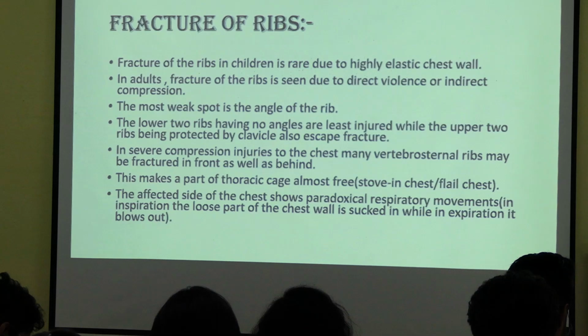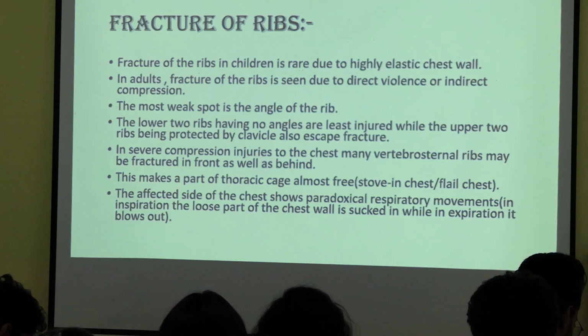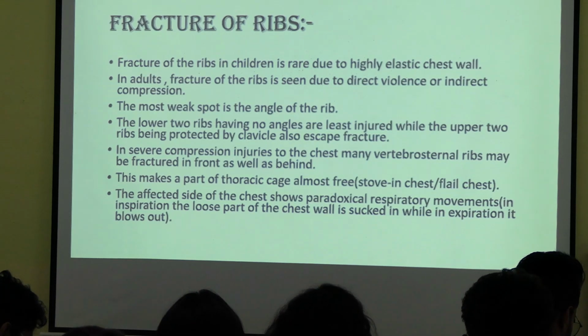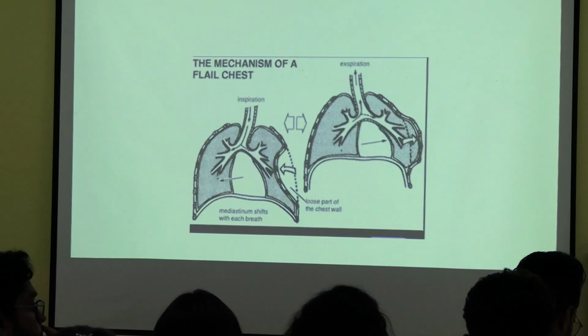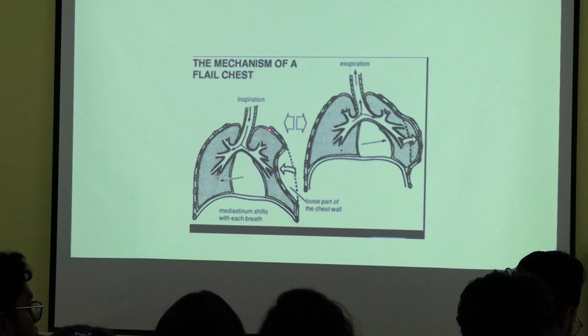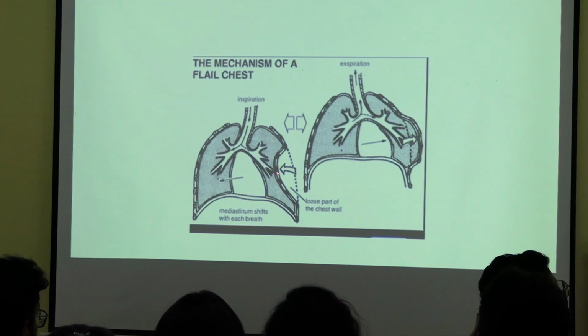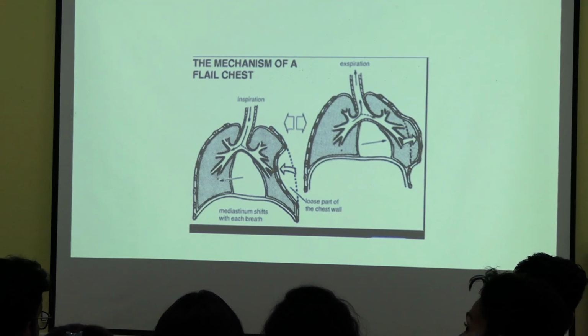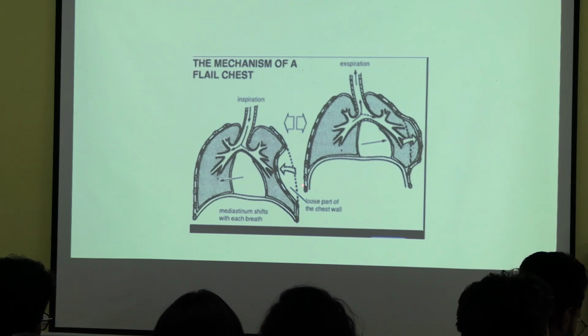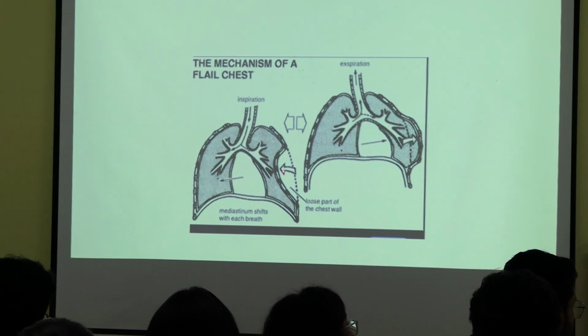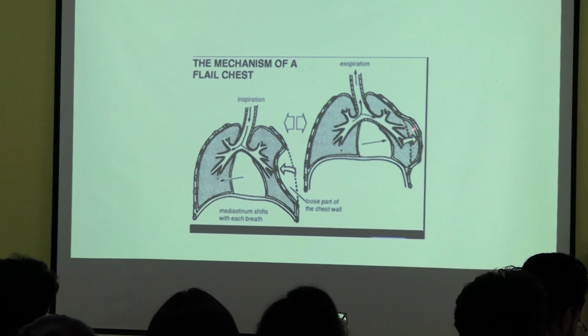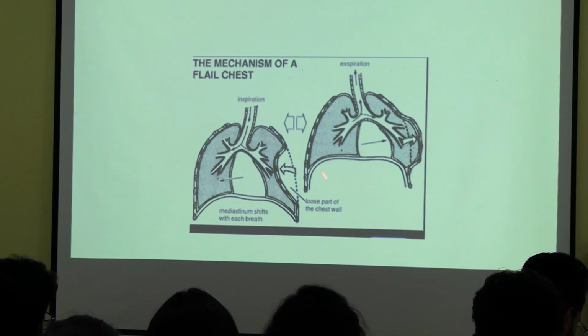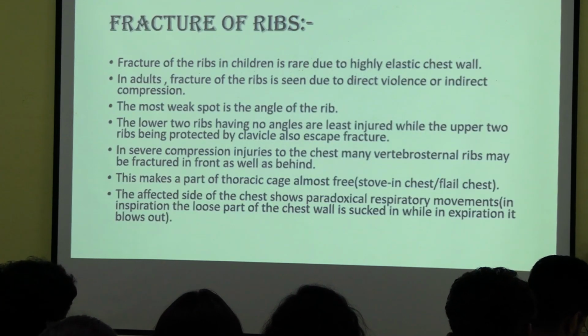Now what happens? There is paradoxical movement of the respiratory movements. What do you mean by paradoxical respiratory movements? Exactly opposite of the normal. You can see that when the person is inspiring, the loose part of the chest wall is sucked in. Can you see? It is coming inside, but naturally it should go outside. And similarly in case of expiration, it is just coming outside. So this is the paradoxical movement of the rib, just opposite to that of the normal movements. Clear?